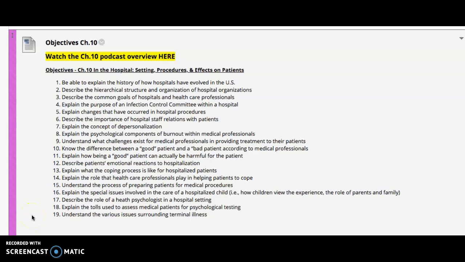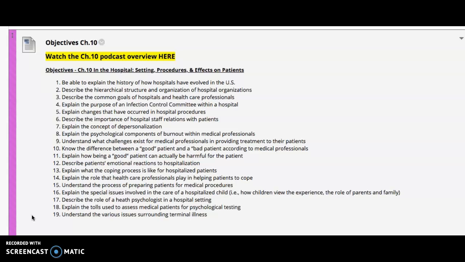This is the podcast to overview the objectives for Chapter 10 in the hospital, which covers the setting of the hospital, procedures that happen in the hospital, and then the effects on patients.